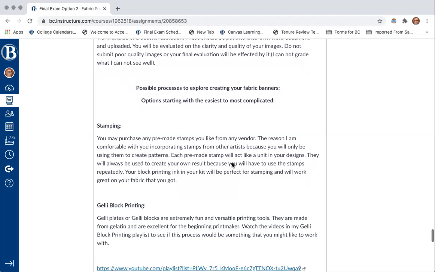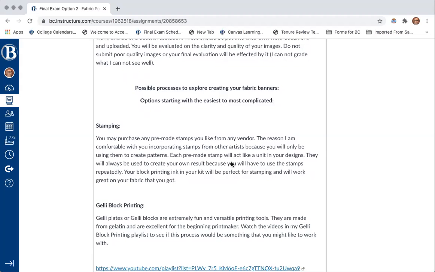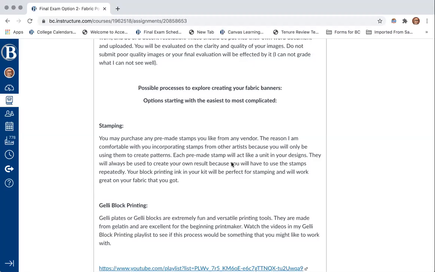So different types of printing methods that you might want to explore. The first one would be stamping. You can purchase pre-made stamps for this. You can buy stamps at Michaels and use those stamps. You've already got printing ink, it came in your kit.